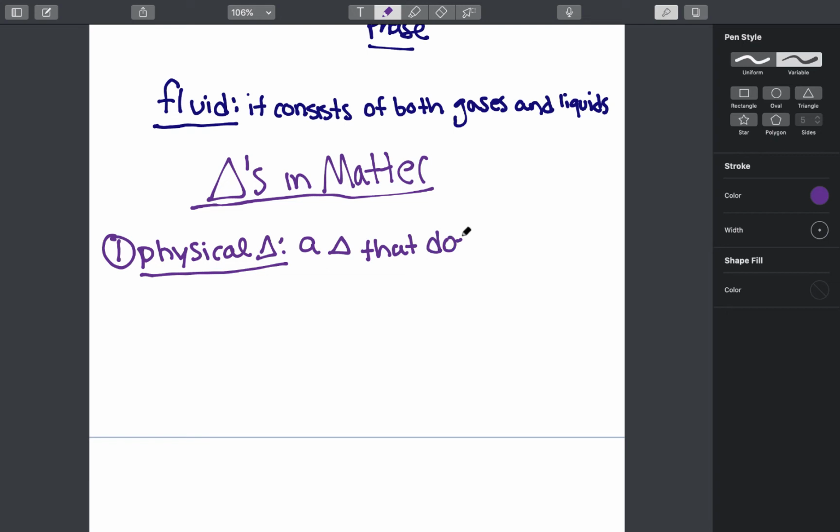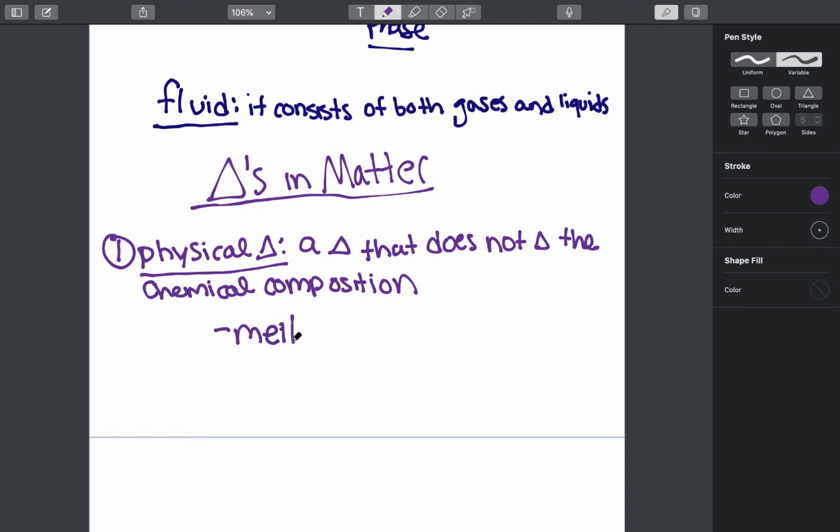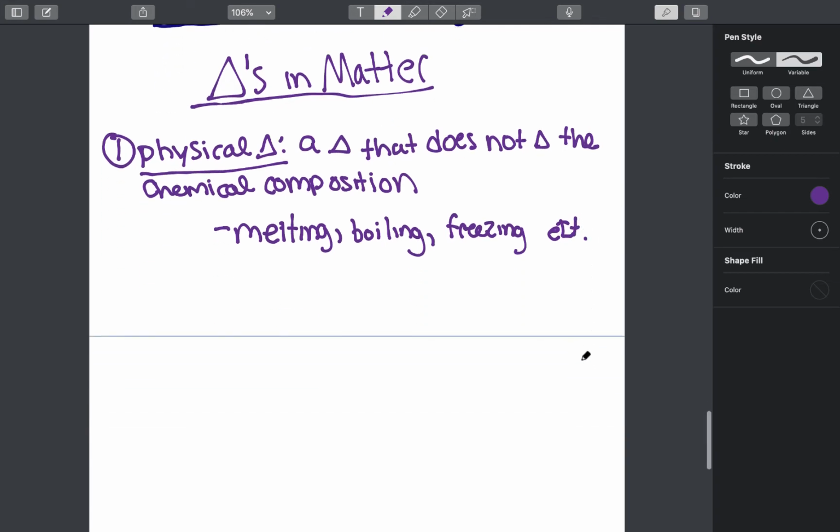A physical change is a change that does not change the chemical composition. Great examples of physical change include melting, boiling, freezing, etc. These are things that don't change the chemical nature of the substance.